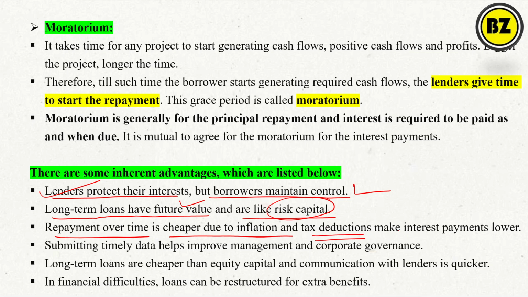Tax deduction makes the interest payment lower, and you will get a tax benefit. If you have, for example, a housing loan, you will get a tax benefit, and then the interest payment will be lower. Submitting timely data helps to improve management and corporate governance. For example, if you have a CC account, you have to submit the stock statement, so there will automatically be good corporate governance in the business, right?